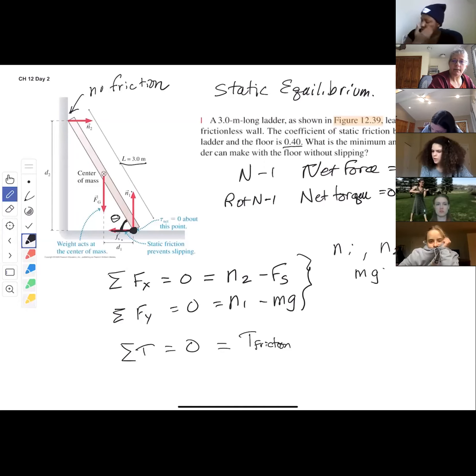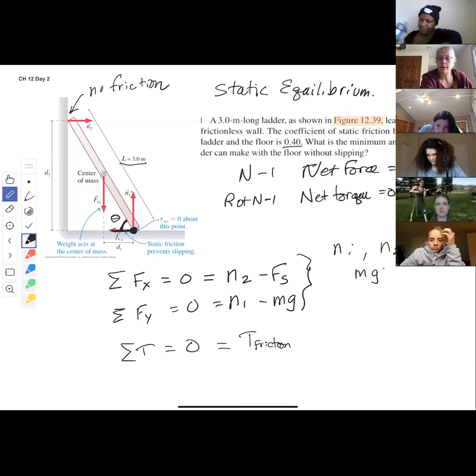If torque is the magnitude of R times that force, and then R was what? D1. D1? Times the force of static friction. Well, what was R the distance from where to where? I thought that R would just be the distance along the x-axis from the point where theta is to the center of mass of the ladder. Oh, no.